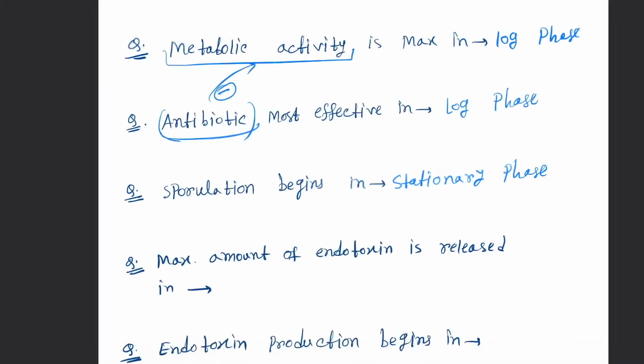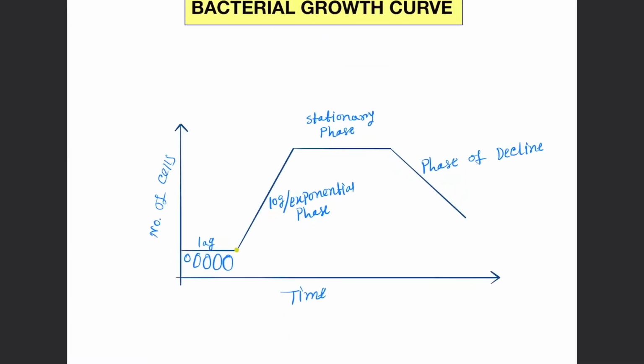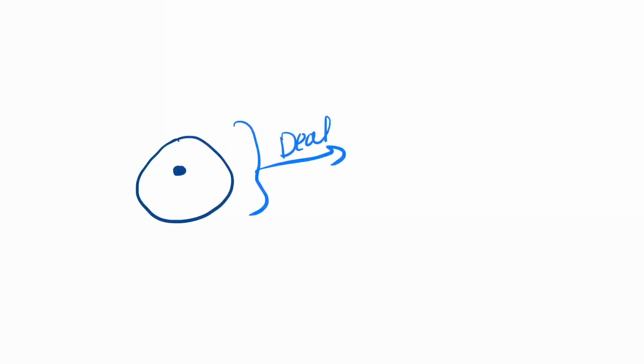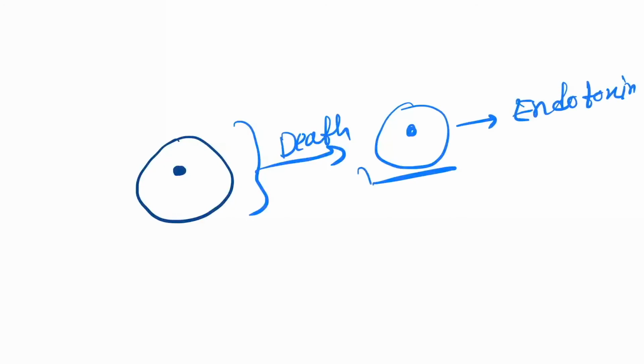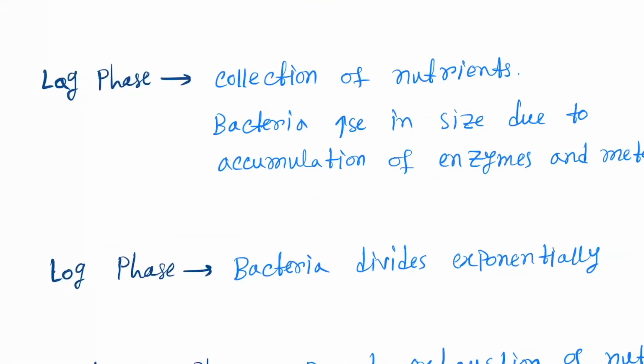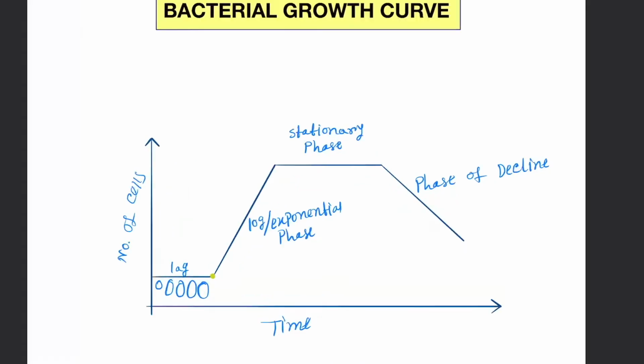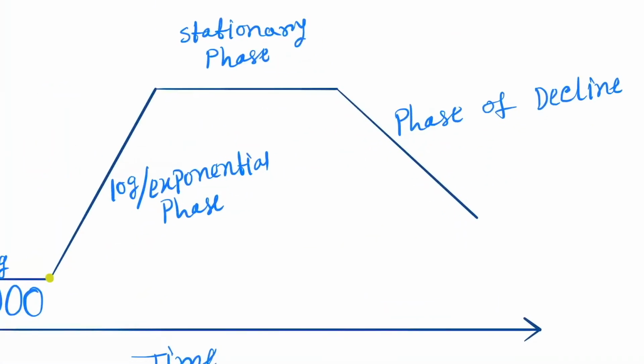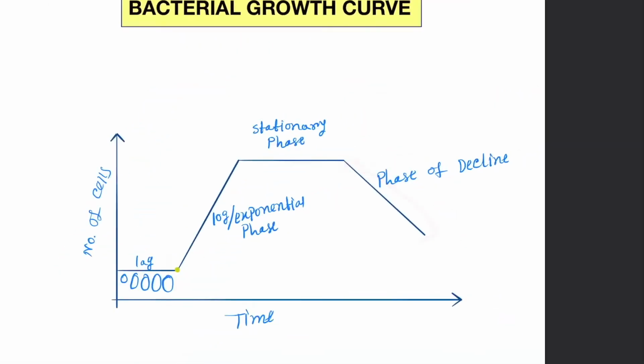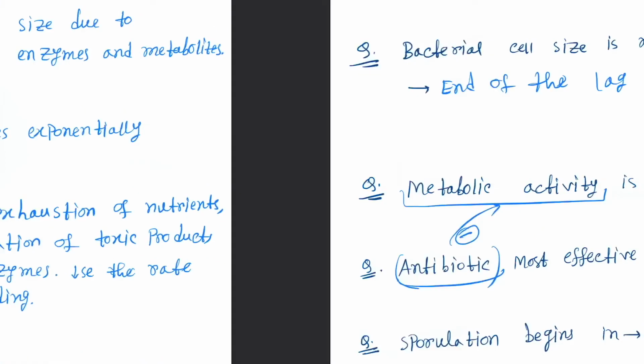Next is maximum amount of endotoxin released. So what is endotoxin? Endotoxin is present inside the bacteria. After the death of the bacteria, the cell lyses, and it completely becomes endotoxin. So where does the death of bacteria occur? Now see in the graph. Maximum endotoxin is released in the phase of decline here, because here the most death of the bacteria occurs and all of those bacteria become endotoxin.